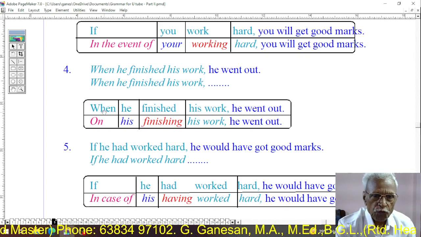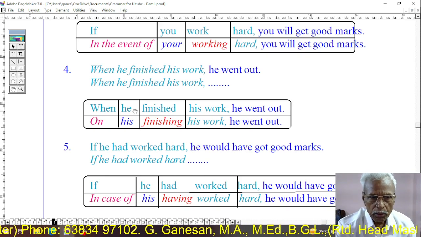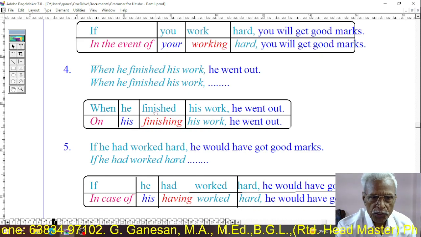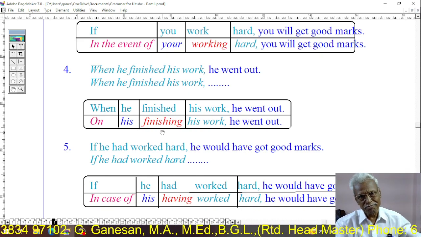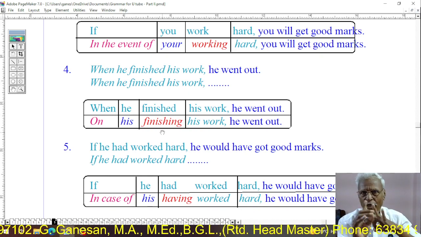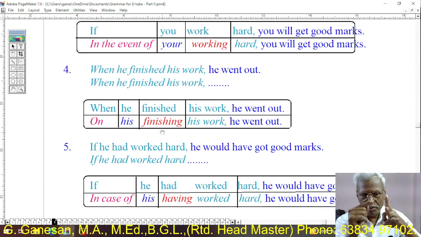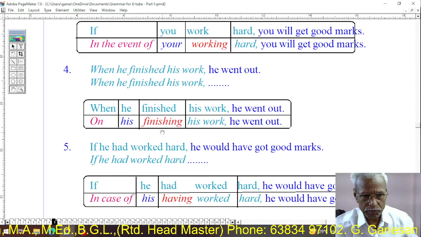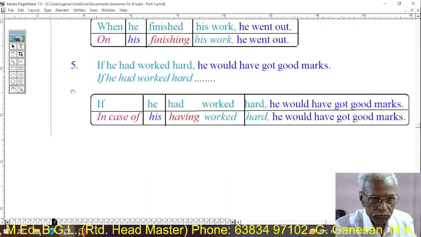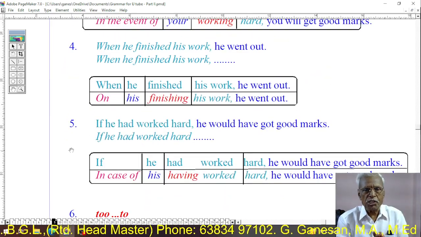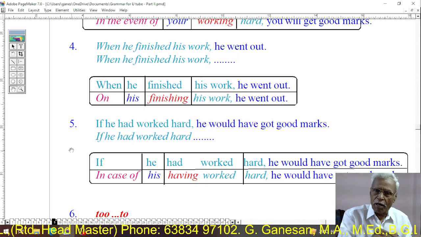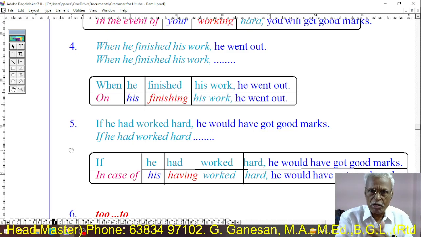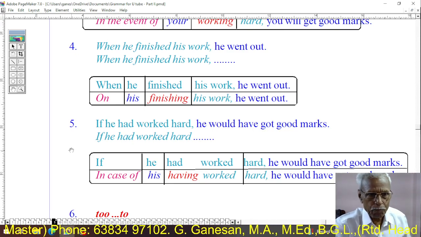The phrase for "when" is "on". "He" becomes the possessive case, "his". "Finished" becomes "finishing". Things are over. Three changes: subordinate conjunction into phrase, subject into possessive, and verb into present participle. So, when he finished his work, he went out becomes: On his finishing his work, he went out. Fifth one.